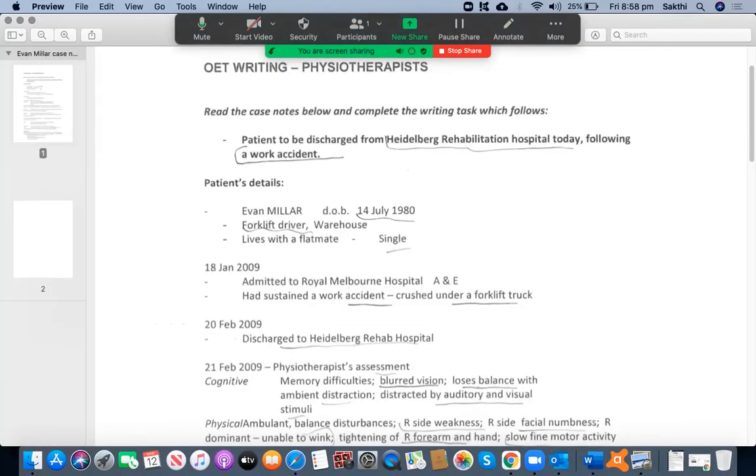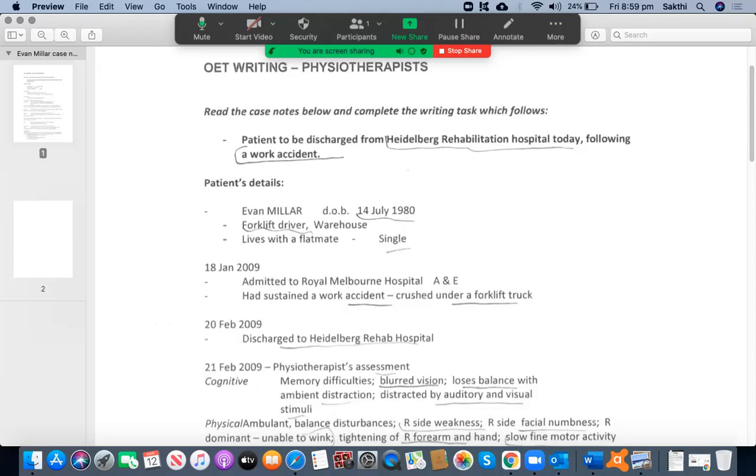So these are the case notes for this particular patient. Read the case notes below and complete the writing task which follows. So these are the case notes for a physiotherapist. Patient to be discharged from Heidelberg Rehabilitation Hospital today following a work accident. Patient's details are Evan Millar, DOB 14 July 1980, forklift driver. Look at this, forklift. You didn't write down the spelling of the word, which is not good. Please be careful about this, okay?